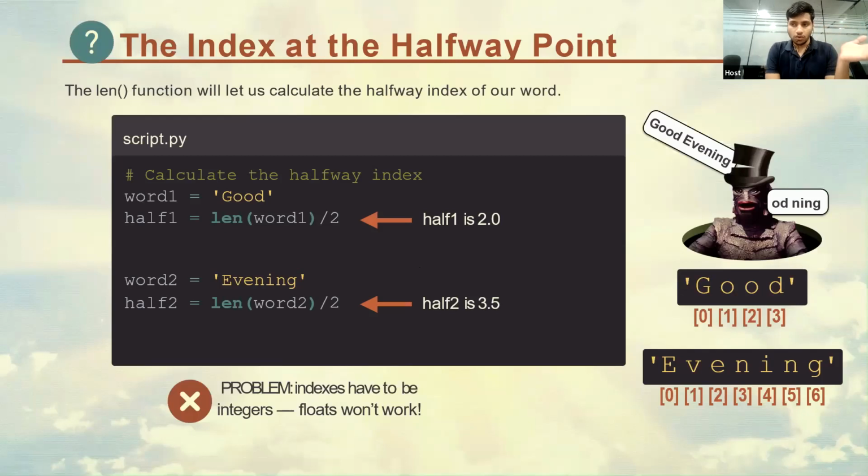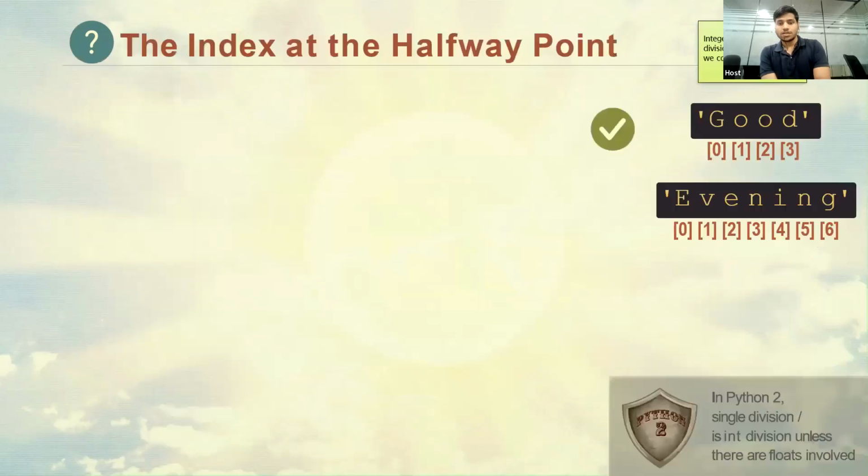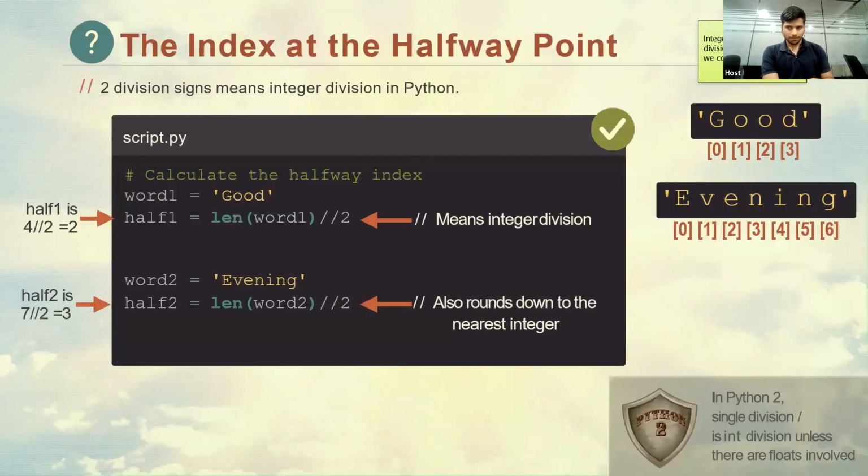Previously I showed you a function that is int. Int can do this for us. But there is another way of doing the same thing. That is, instead of writing single slash, you write double slash. If you write double slash, instead of giving you a float value, it will give you an integer value. In this case, it will give you 2, and in this case, it will give you 3.